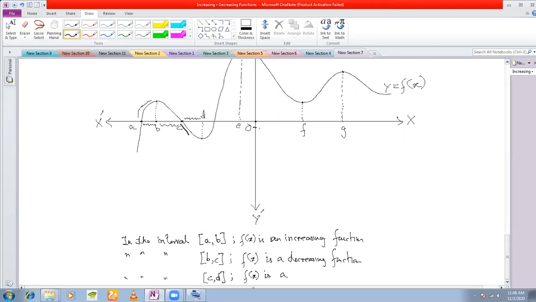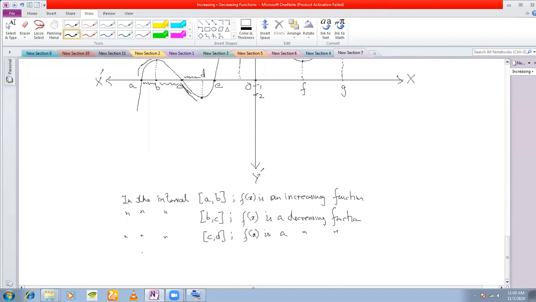The negative value, say this is 1, this is 2, then this is -1, this is -2. From -1 it is moving to -2. So fx is a decreasing function. Again, if you see, once it reaches this peak, suppose I call this point E. Now in the interval DE, what is happening?